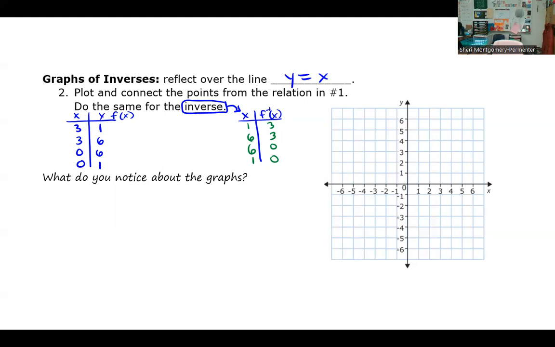So I need another volunteer to use a different color and plot the points, connect the dots for my inverse.